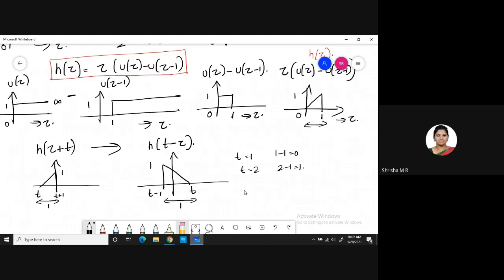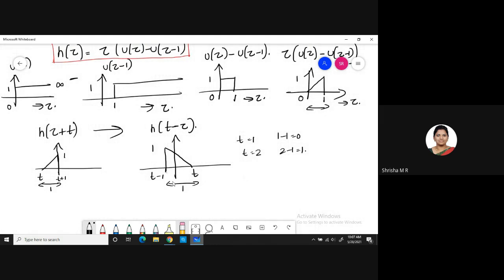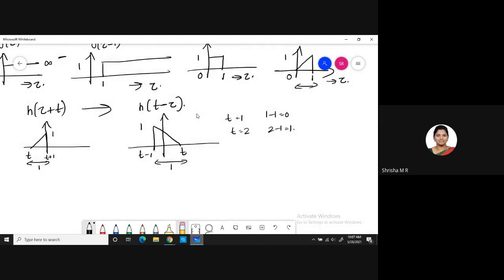Yes, ma'am. So our width is constantly maintained. We have plotted what is h of t minus tau. So our waveforms of interest are h of t minus tau and x of tau. What is x of tau? It is existing from 0 to 2 with an amplitude 1. This is x of tau. So these two are our waveforms of interest. Okay. So we are fixing this and we are varying this with respect to this. Understood, everyone? Shall we start the convolution?